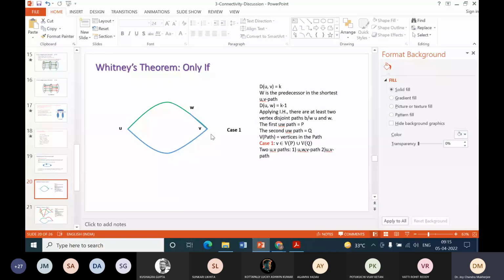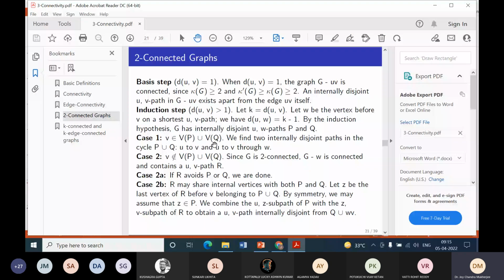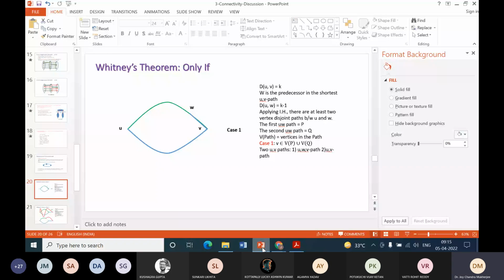Now there are several cases that appear. Okay, I will repeat. So basically d(U,V) equal to k, that is, UV के जो shortest distance है, that is k. W is the vertex which is the predecessor in this shortest UV path. So d(U,W) का length होगा k minus 1. Now since d(U,W) is k minus 1, we can directly apply the induction hypothesis and we can say that there are at least two vertex disjoint paths between U and W.